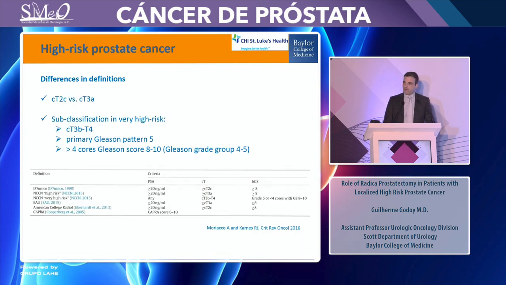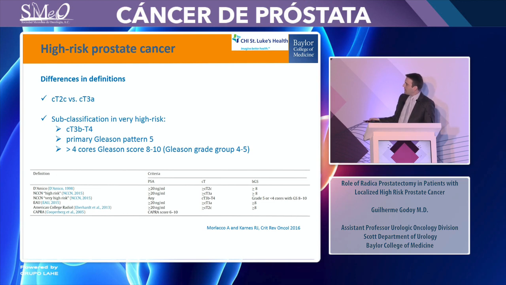And what's the difference in the definition? So high-risk prostate cancer is defined by patients who have a PSA above 20, a clinical stage above T2C, or sometimes defined as T3A. So the first point of distinction and differentiation in the definition is about the clinical stage. And this is important because when you're comparing studies, when you're comparing the outcomes, this might play some role in the different outcomes that we observe.